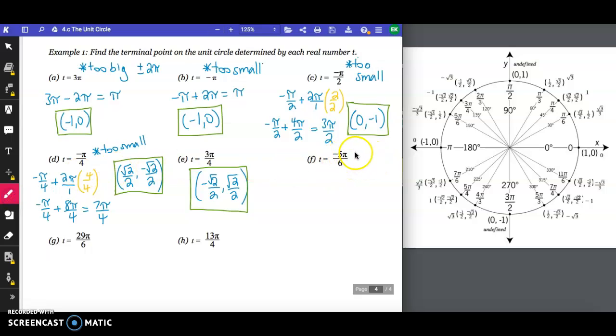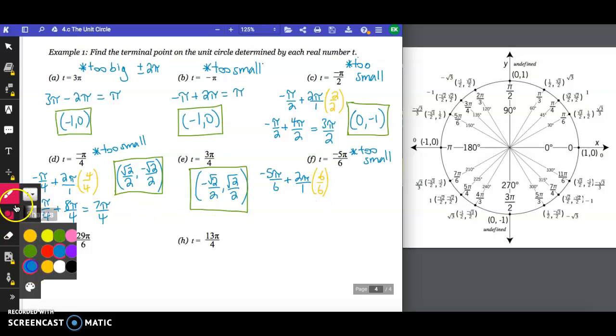All right, negative 5 pi over 6. Well, that's too small because it's a negative angle. So I can go ahead and rewrite it: negative 5 pi over 6 plus 2 pi. I need to make sure to get common denominators. So I need this 2 pi to have a 6 in the denominator, so I need to multiply by 6 on top and bottom.